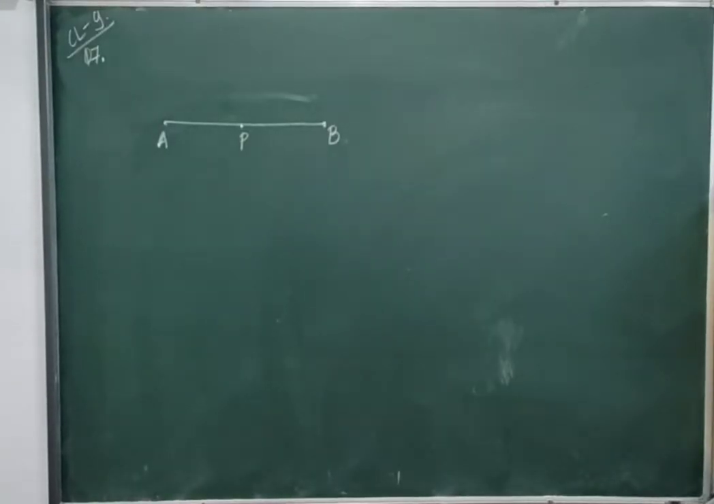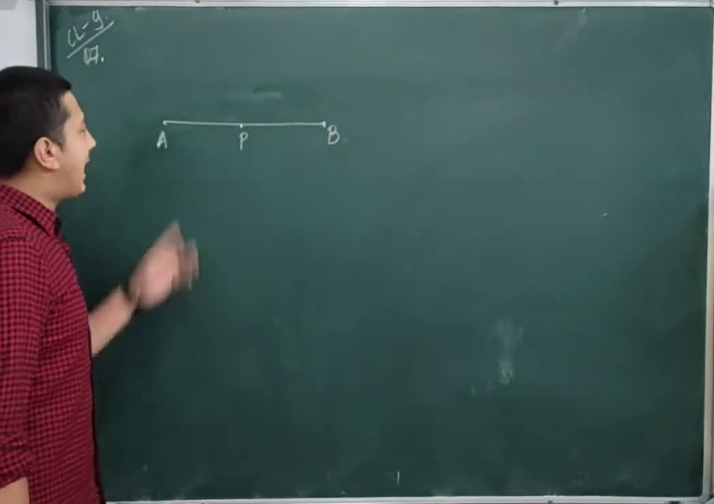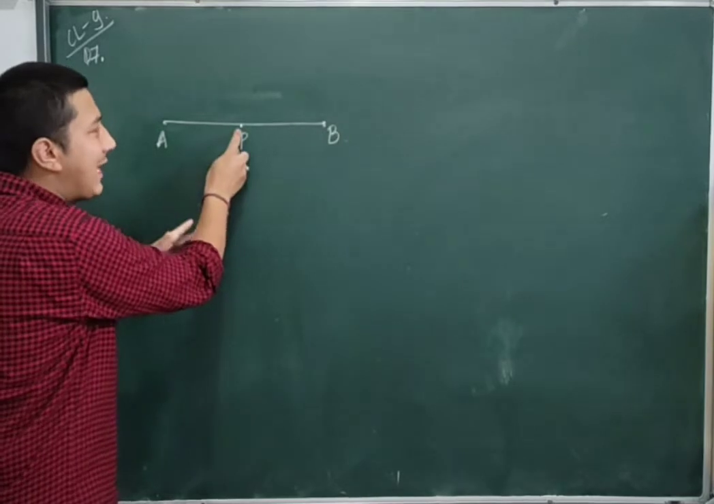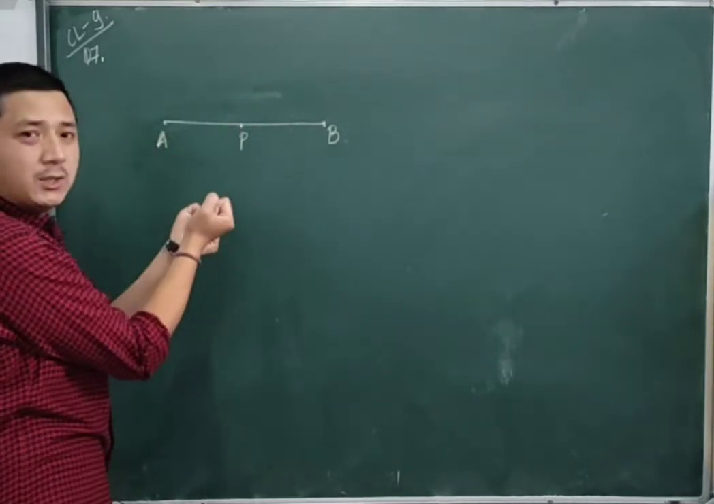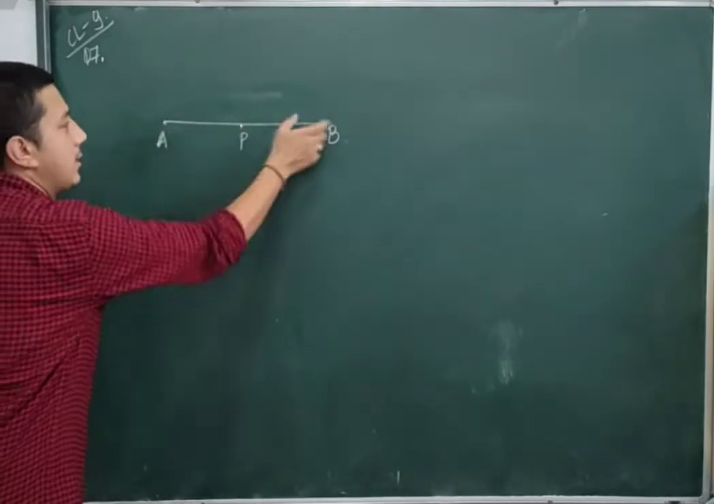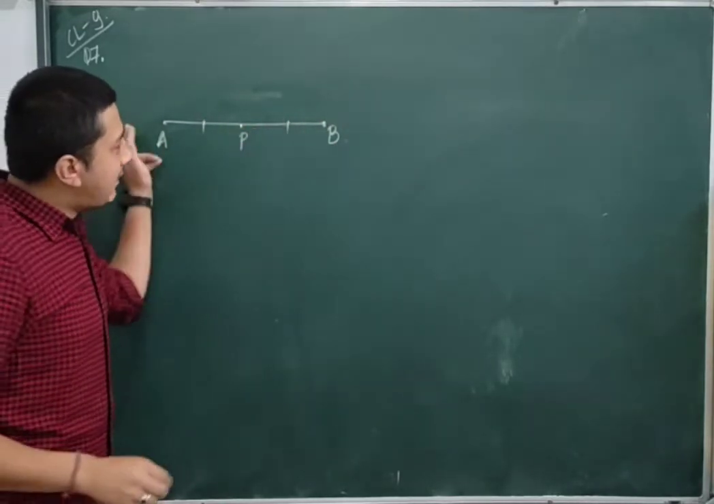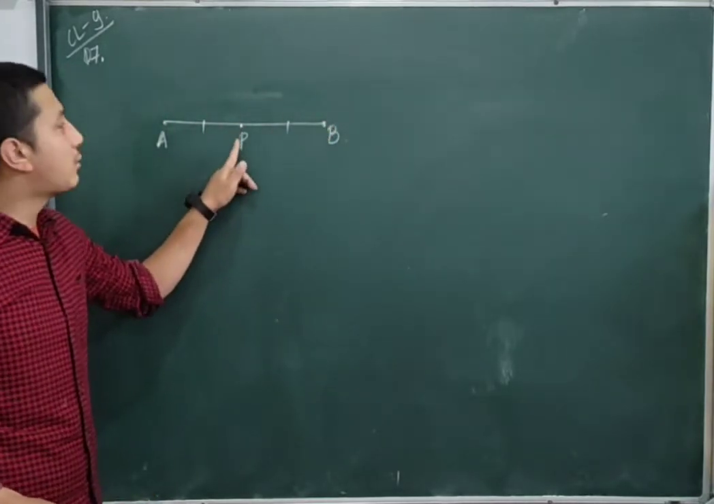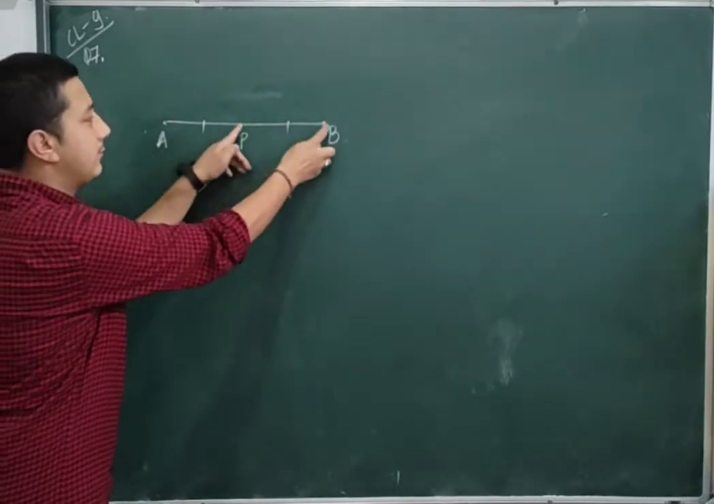Alright boys, let's move on to another question. The question says a line AB is given to us. Now this line AB is bisected at point P. Bisected means it's broken into equal parts. This is equal to this. This AB is bisected at point P, meaning this point P divides AB equally.